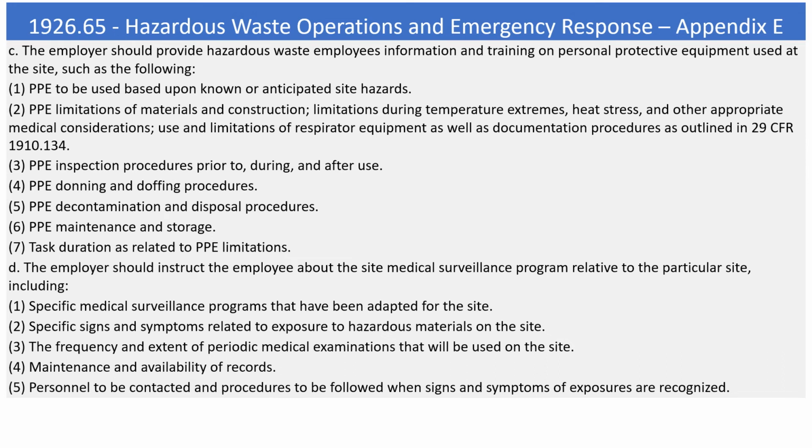D. The employer should instruct the employee about the site medical surveillance program relative to the particular site, including: 1. Specific medical surveillance programs that have been adapted for the site. 2. Specific signs and symptoms related to exposure to hazardous materials on the site. 3. The frequency and extent of periodic medical examinations that will be used on the site. 4. Maintenance and availability of records. 5. Personnel to be contacted and procedures to be followed when signs and symptoms of exposures are recognized.